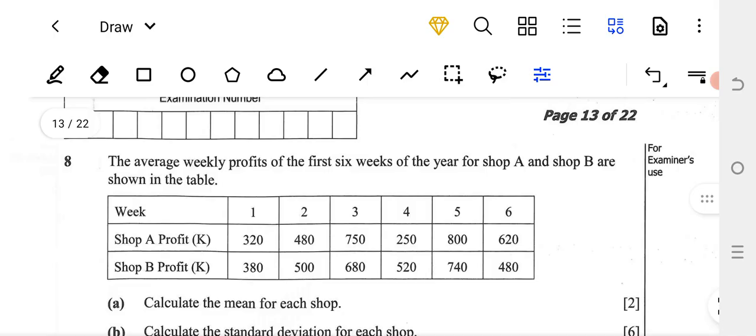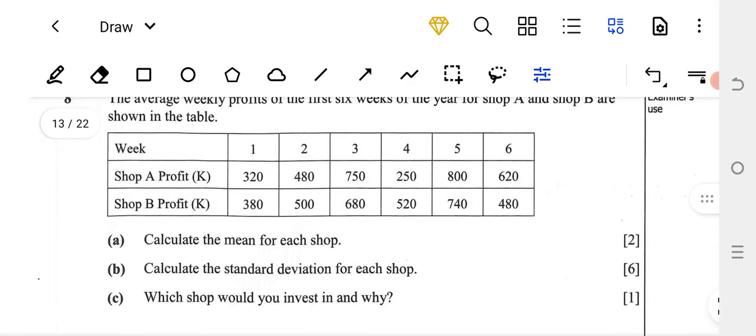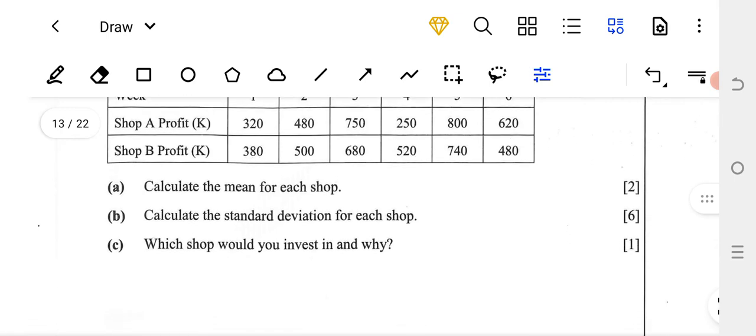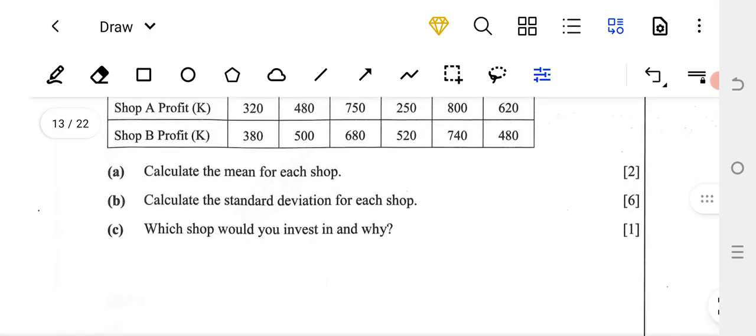Question 8, statistics. The average weekly profits of the first 6 weeks of the year for shop A and B are shown in the table. Then they are saying calculate the mean for each shop, which carries 2 marks, and calculate the standard deviation for each shop. Which shop would you invest in and why?